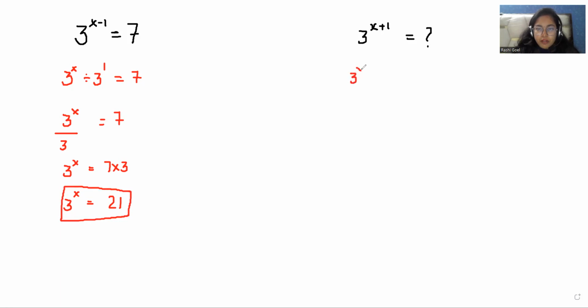Now 3^(x + 1). Similarly, I can write it as 3^x times 3^1. Now I have the value of 3^x, that is 21, so I'm going to replace this. So 21 times 3, that is 63. So the value of 3^(x + 1) is 63.